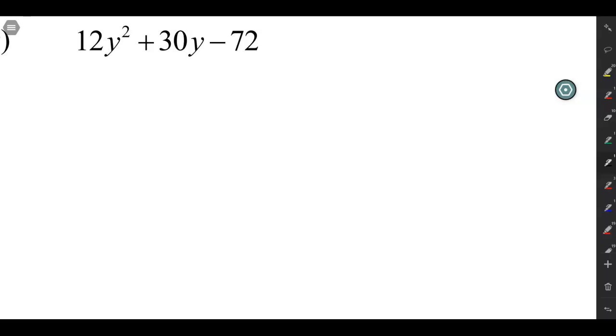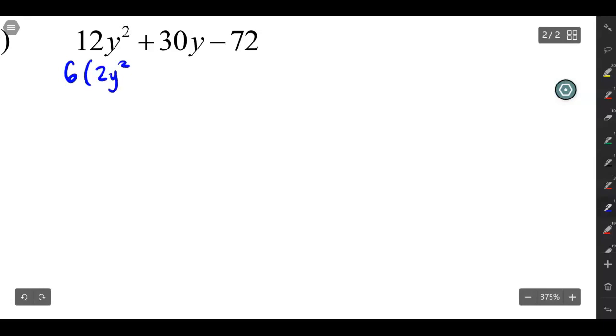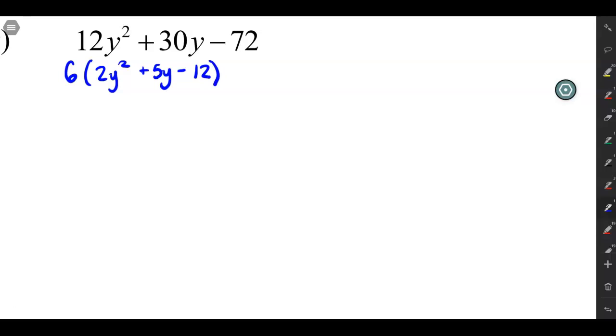What is a GCF between 12, 30, and 72? You can factor a 6 out of all of those. So I'm going to factor a 6 out of that before I even start. 6 times (2y squared plus 5y minus 12). Whenever you factor out a GCF, you're going to repeat the same factoring steps that we did before, but you're just going to use this inside piece. So your A, your B, and your C are just 2, 5, and negative 12.